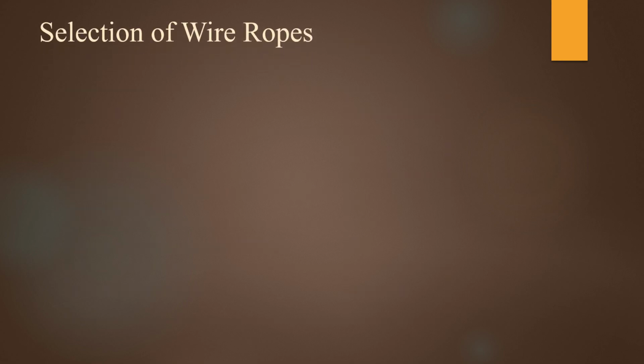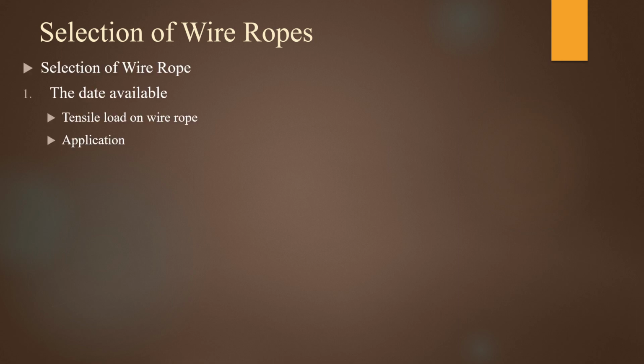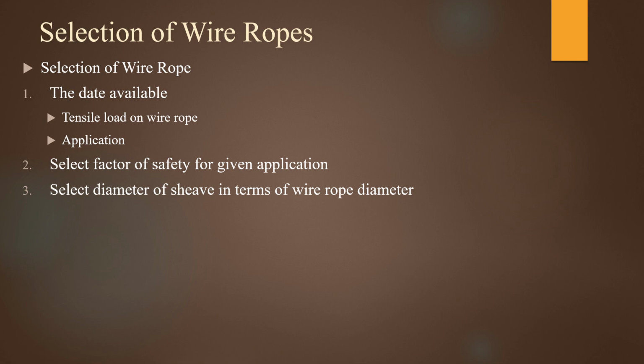Now we will see selection of wire ropes. There are 6 to 7 steps to select wire ropes. For that, first step is the data available with us. First is tensile load on wire ropes and second one is application for which we have to select wire ropes. Second step is select factor of safety for a given application, which I have already explained in previous slide. Third step is select diameter of sheave in terms of wire rope diameter.